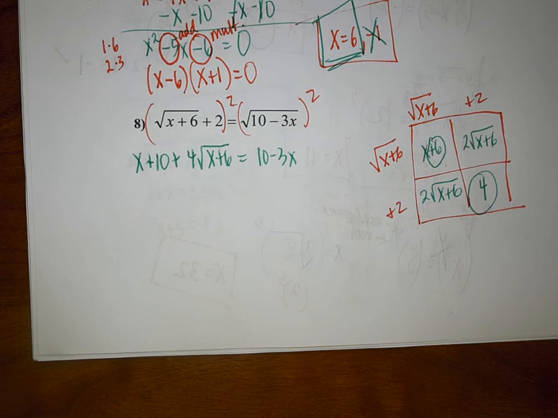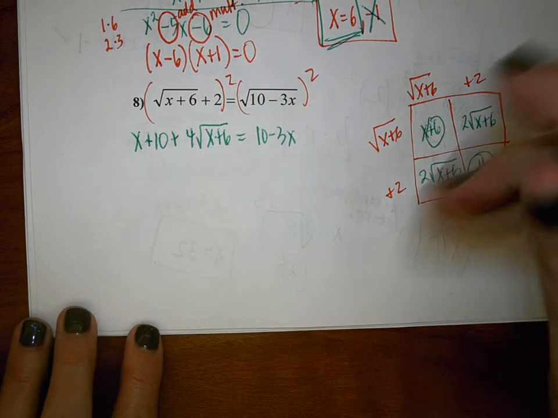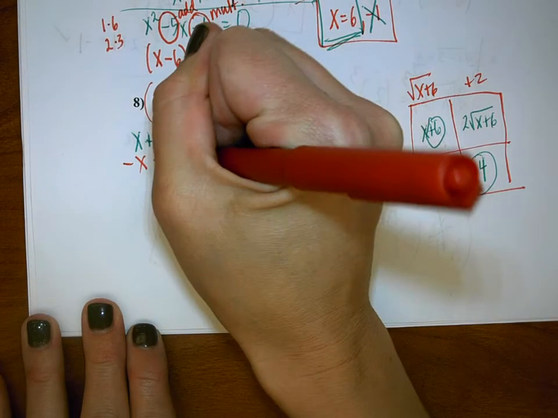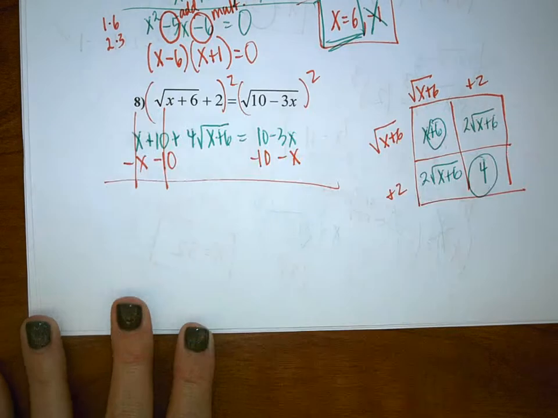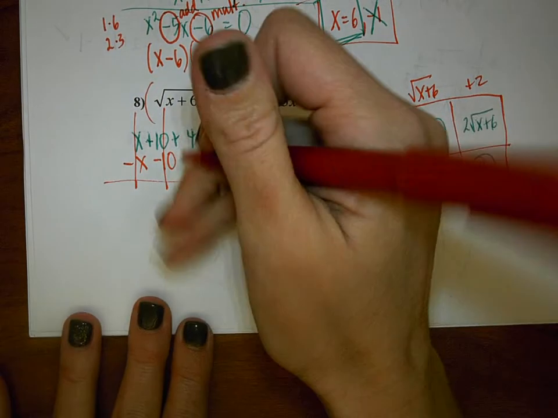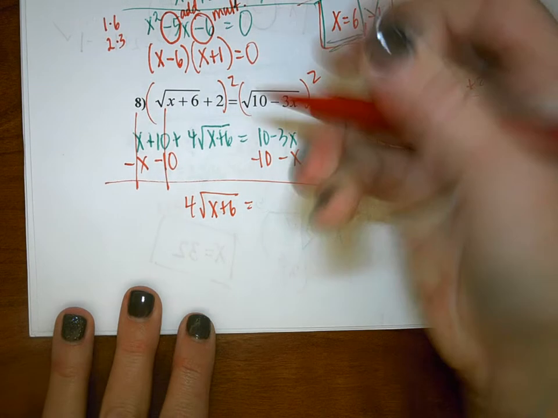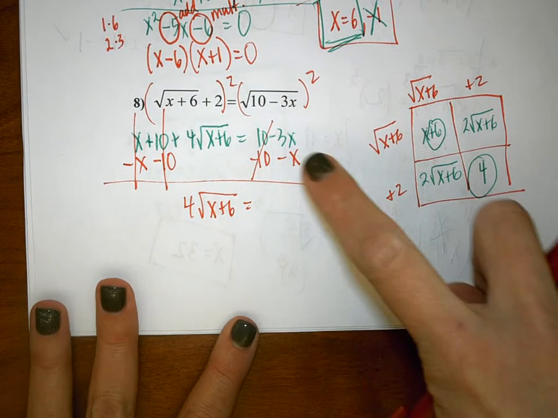But if you notice, what do I still have in my problem? A radical. So we need to get that by itself again. So what will I do? So we need to subtract x. We need to subtract 10. I'm going to start with that to try to get the radical by itself. So I have 4 root x plus 6 equals, this just happened to work out nicely that the 10s cancel out, and negative 3x and negative x makes what?